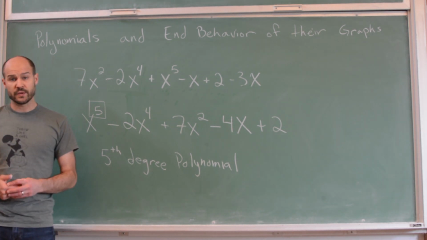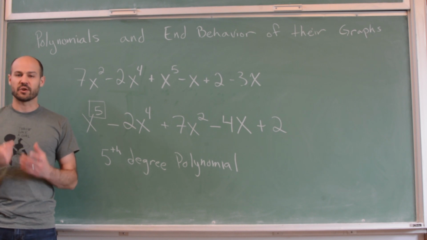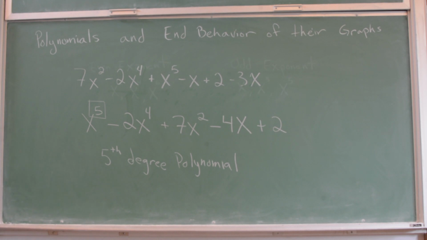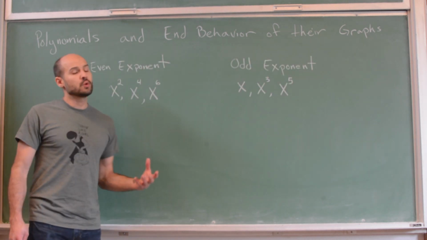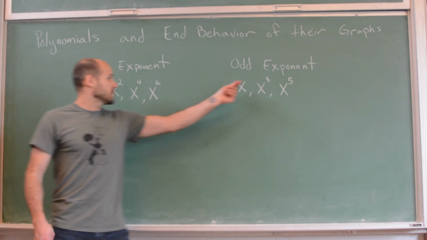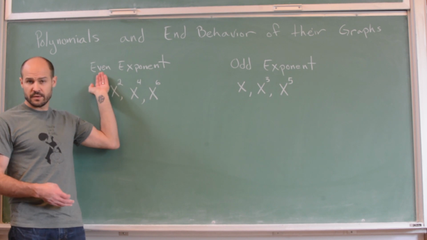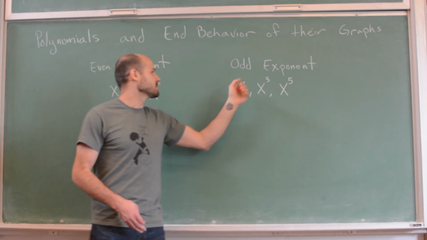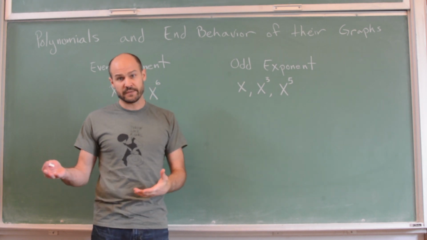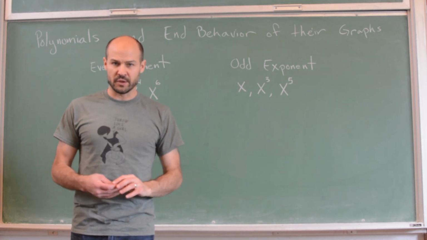Now that we know the degree of the polynomial, we can understand the end behavior of the graph of this polynomial. Let's look at that. We have 2 options for our leading term's exponent. Either that leading term's exponent is going to be even, or it is going to be odd. There's no other option, either even or odd. And that determines a bit of what the graph looks like.